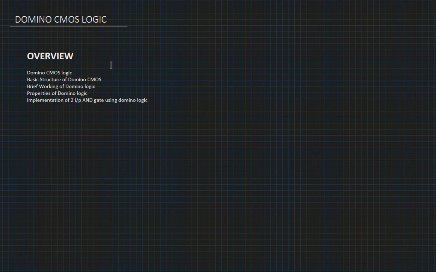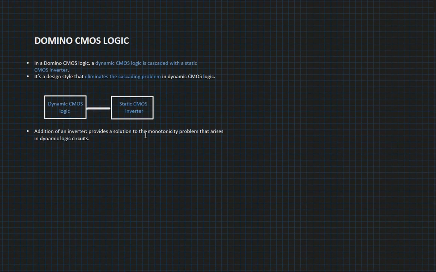The topic is about Domino CMOS logic. We'll be going over the topics related to its basic structure, working, properties, and simple implementation of a two-input AND gate. Domino CMOS logic is an integrated version of a dynamic CMOS logic and a static CMOS inverter, as shown here.